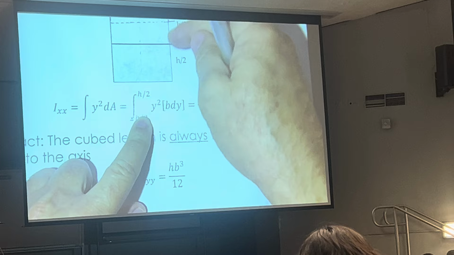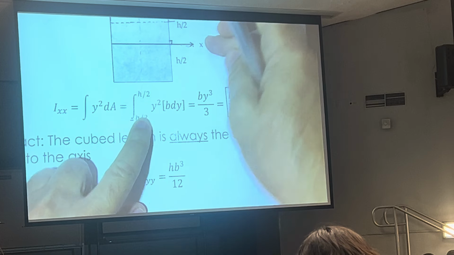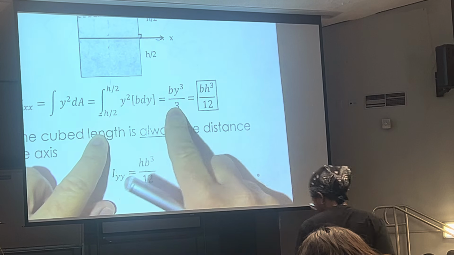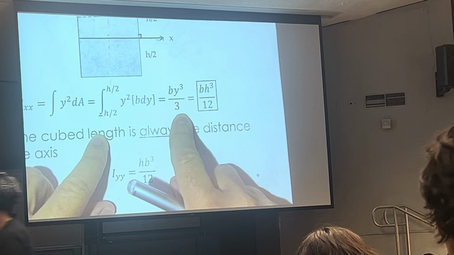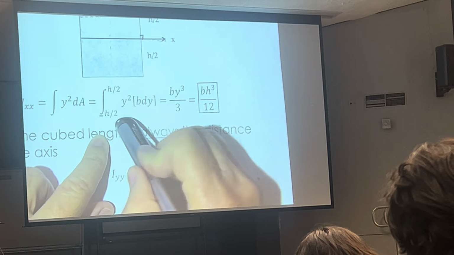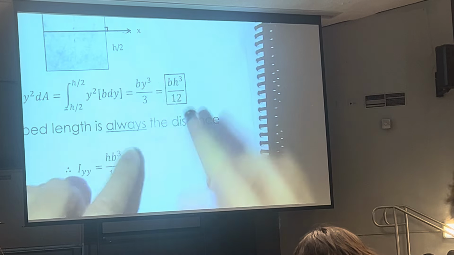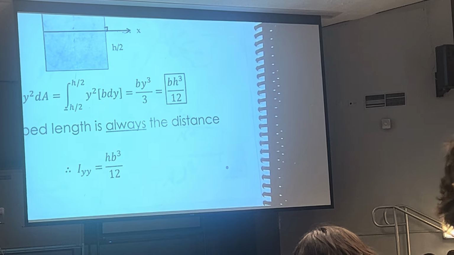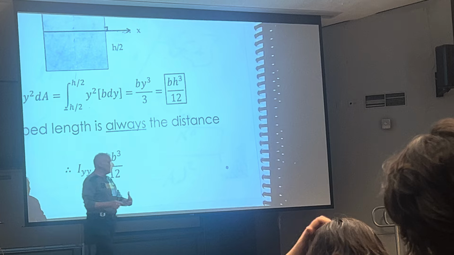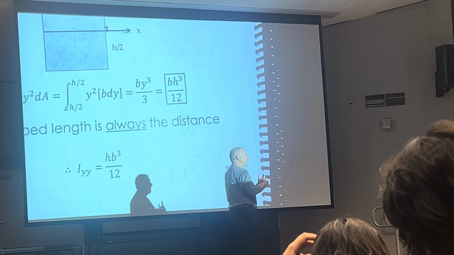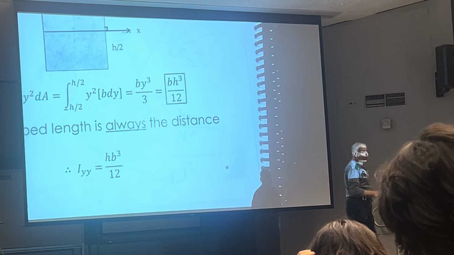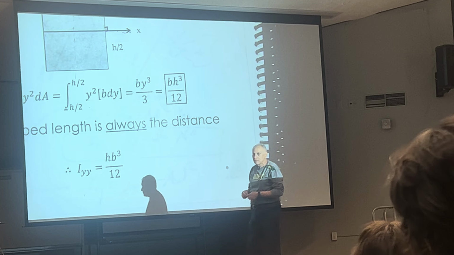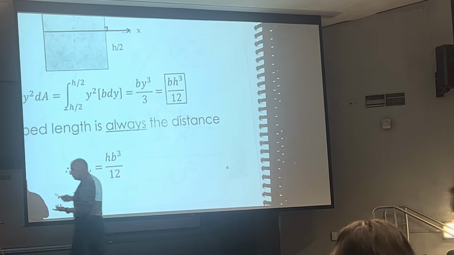Then I'm going to integrate this from below the x-axis, minus h over 2, to h over 2. If I do that, I get b y cubed over 3, evaluated from minus h over 2 to h over 2. Notice, I get what's in the formula sheet, bh cubed over 12. And that's how you do all of these. Somebody sat down and did the integration for you and gave you a table of common shapes and their I values. I just did it for the rectangle.